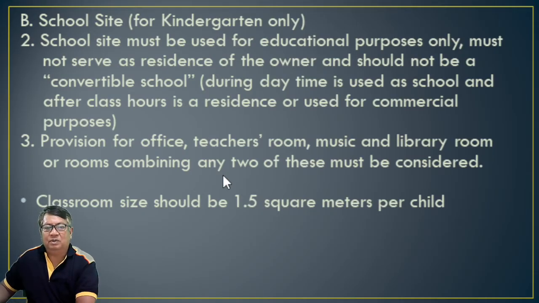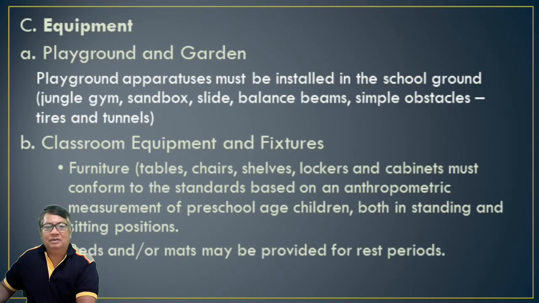Classroom size should be 1.5 square meters per child, per place. When it comes to equipment, playground and garden, playground apparatuses must be installed in the school ground: jungle gym, sandbox, slide, balance beam, simple obstacles, tires, and tunnels. These are some of the suggested facilities in the playground.